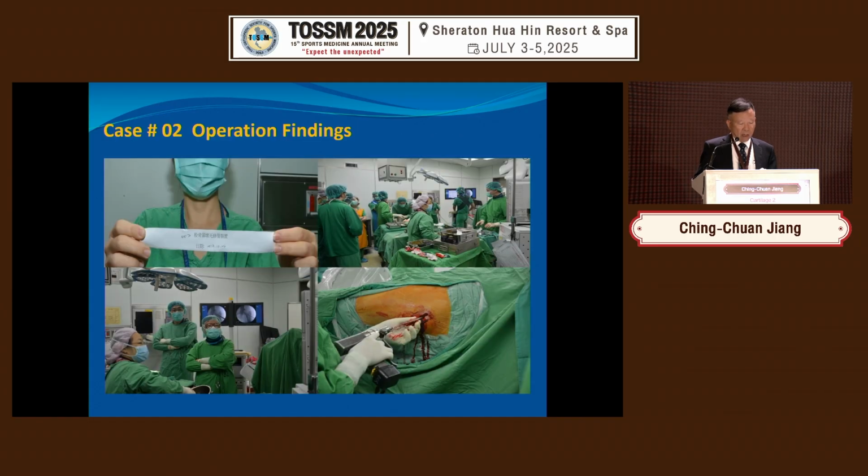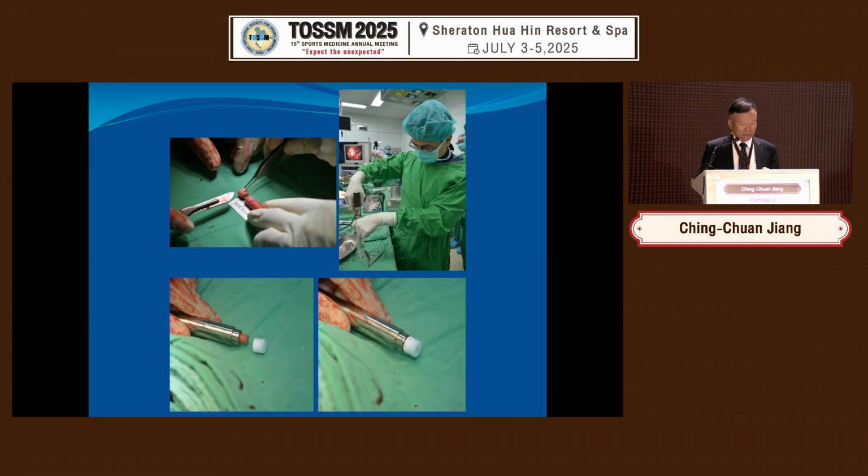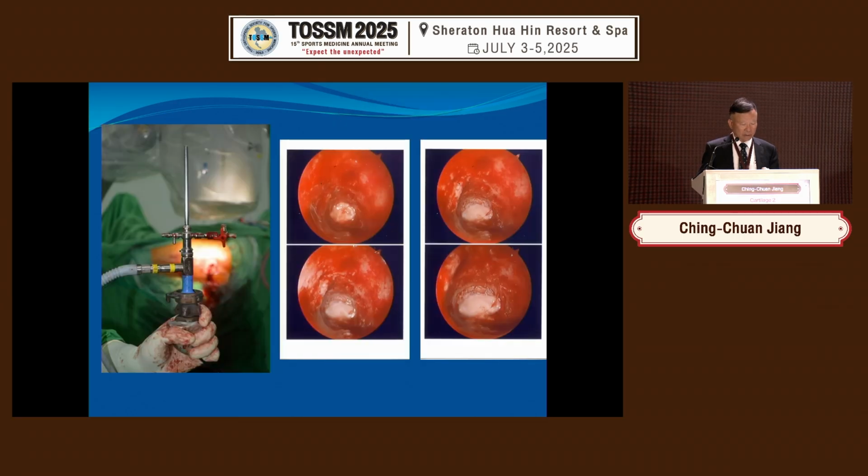So this is during the operation. We do the operation through the CM guide to do the core compression. And our assistant prepared the cartilage.